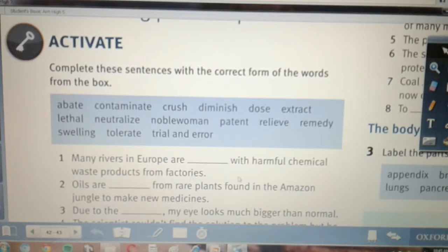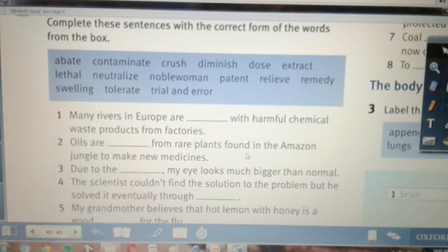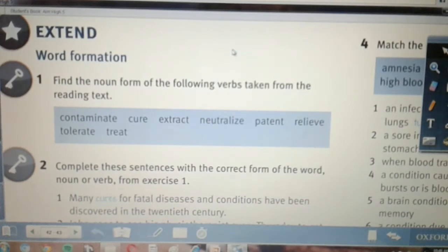Okay, now it's time for you to finish the rest of the numbers. After you finish with the activate part, please continue doing the extend part. In the first part, you have to change these verbs into nouns. So please change contaminate into noun, cure, extract, neutralize, patent, relieve, tolerate, and treat. So for example, from contaminate, if we change it into noun, this verb becomes contamination.